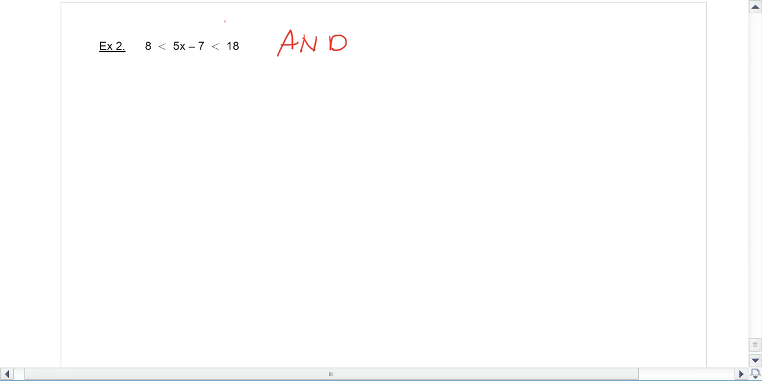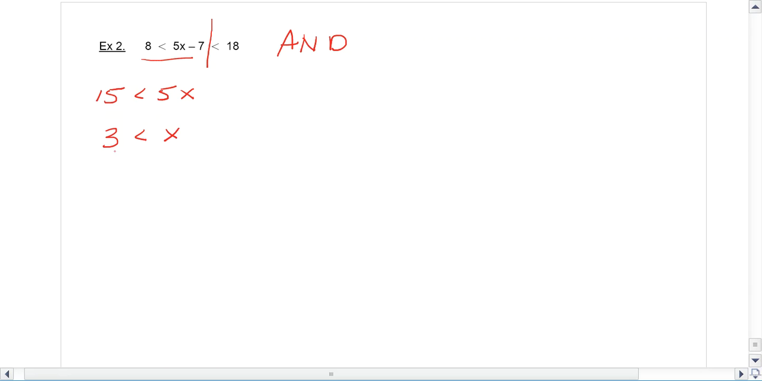So we go ahead and solve this, and when we do it, we just kind of take one half at a time. So for the first part, my eyes are just going to look at this part. So we'll start by adding a 7 to both sides, and then I get 15 is less than 5x. Divide both sides by 5. 3 is less than x.